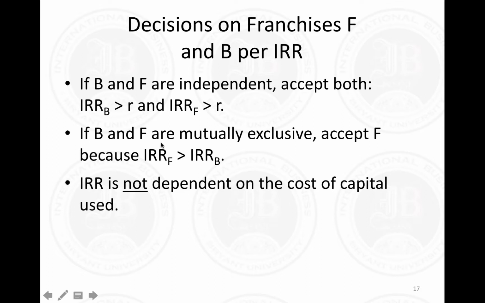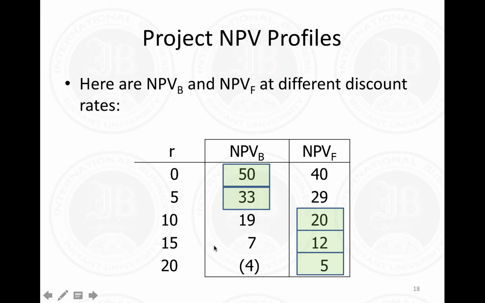Remember our two projects. If projects B and F are independent, we'll accept both. And if projects B and F are mutually exclusive, we'll accept F because the internal rate of return of F is bigger than that of B. Note that internal rate of return does not depend on the cost of capital that we use. And here's a chart or a table that shows the NPV profile, so different NPVs at different discount rates. And what happens is that at some WACCs, at some point after 5% and before 10%, project front-loaded starts to become more attractive from the point of view of NPV, while at low cost of capital, project B is the one that is attractive.